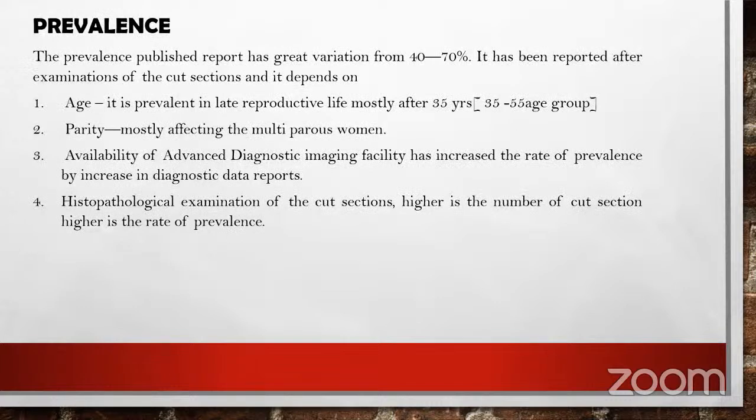Prevalence. The published reports have great variation, from 40 to 70%. It has been reported after the examination of cut sections, and it depends on age. It is prevalent in the late reproductive life, mostly after 35 years. Parity, mostly affecting the multiparous women. Availability of advanced diagnostic imaging facilities has increased the rate of prevalence by increasing the diagnostic data reports. Histological examination of the cut section, higher is the number of cut sections, higher is the rate of prevalence.